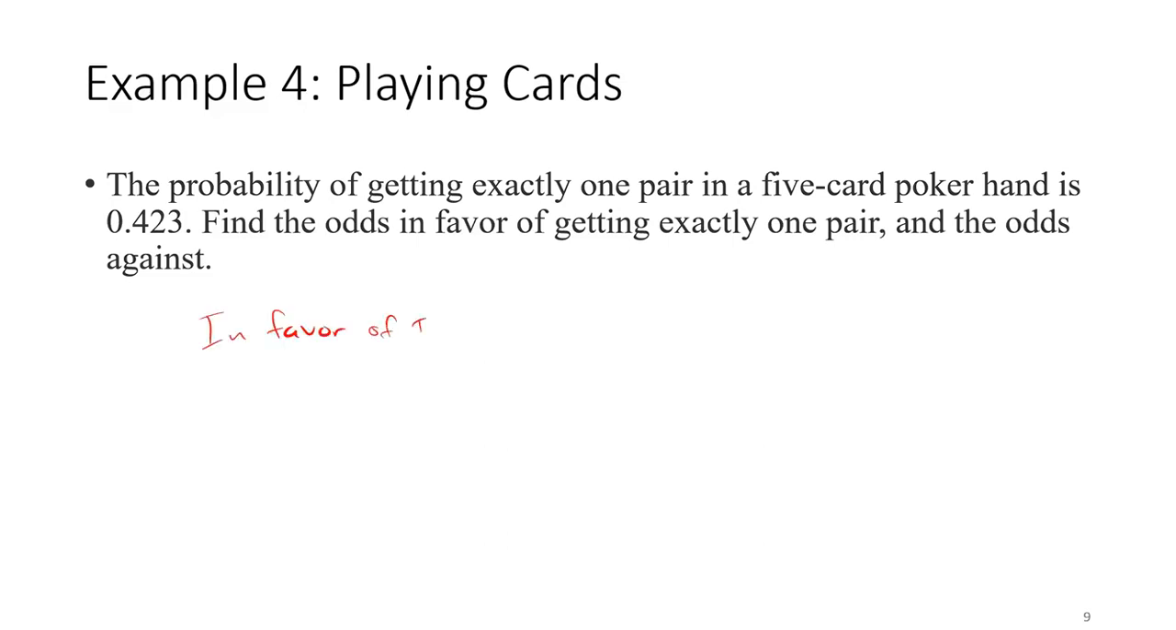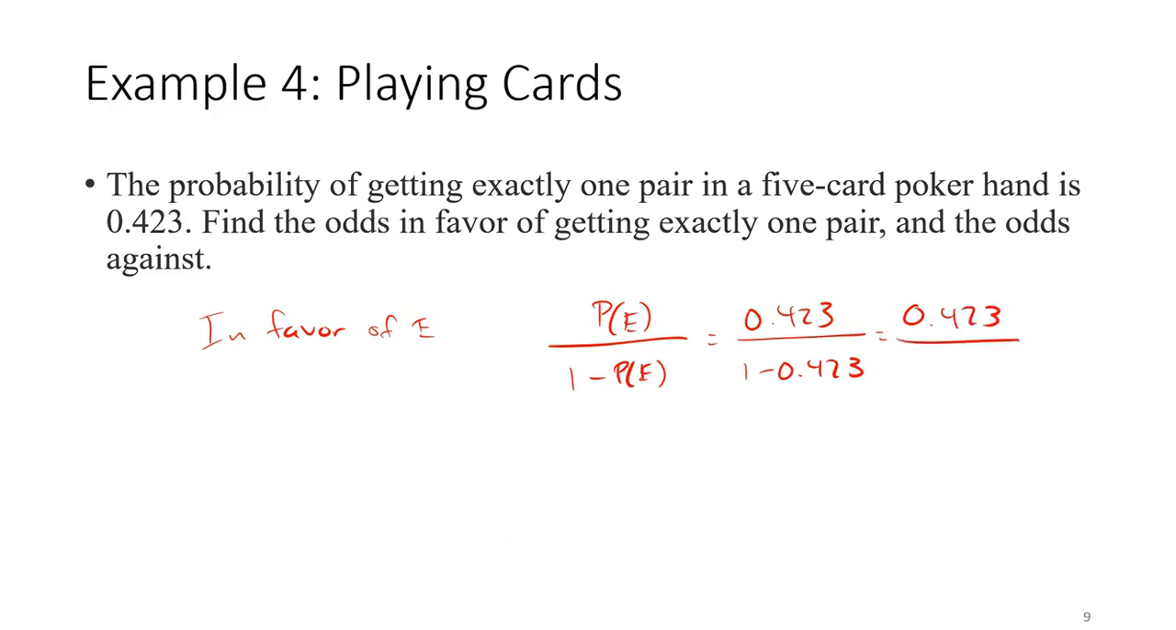The odds in favor of E are going to be given by the probability of E, the probability of the event, divided by 1 minus the probability. So in this case, 0.423 divided by 1 minus 0.423, which is 0.423 divided by 0.577, and when we divide the two, we get 0.7331.